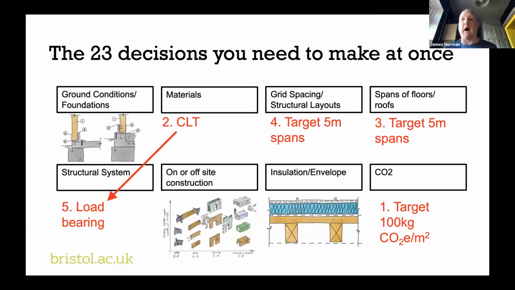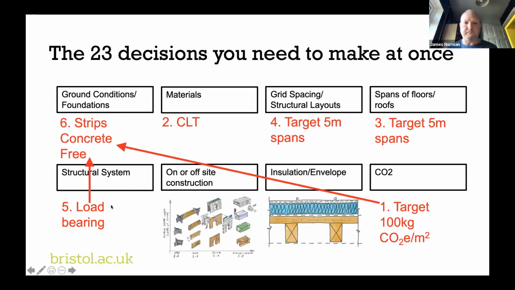I do want to go for either a hybrid system where we have a mixture of load-bearing walls and then beams and columns, or I want to go for a frame system where the whole building is made from beams and columns, with the exception of the stability systems, which could be bracing or could be walls. But let's just say for argument's sake, that pushes us towards load bearing.